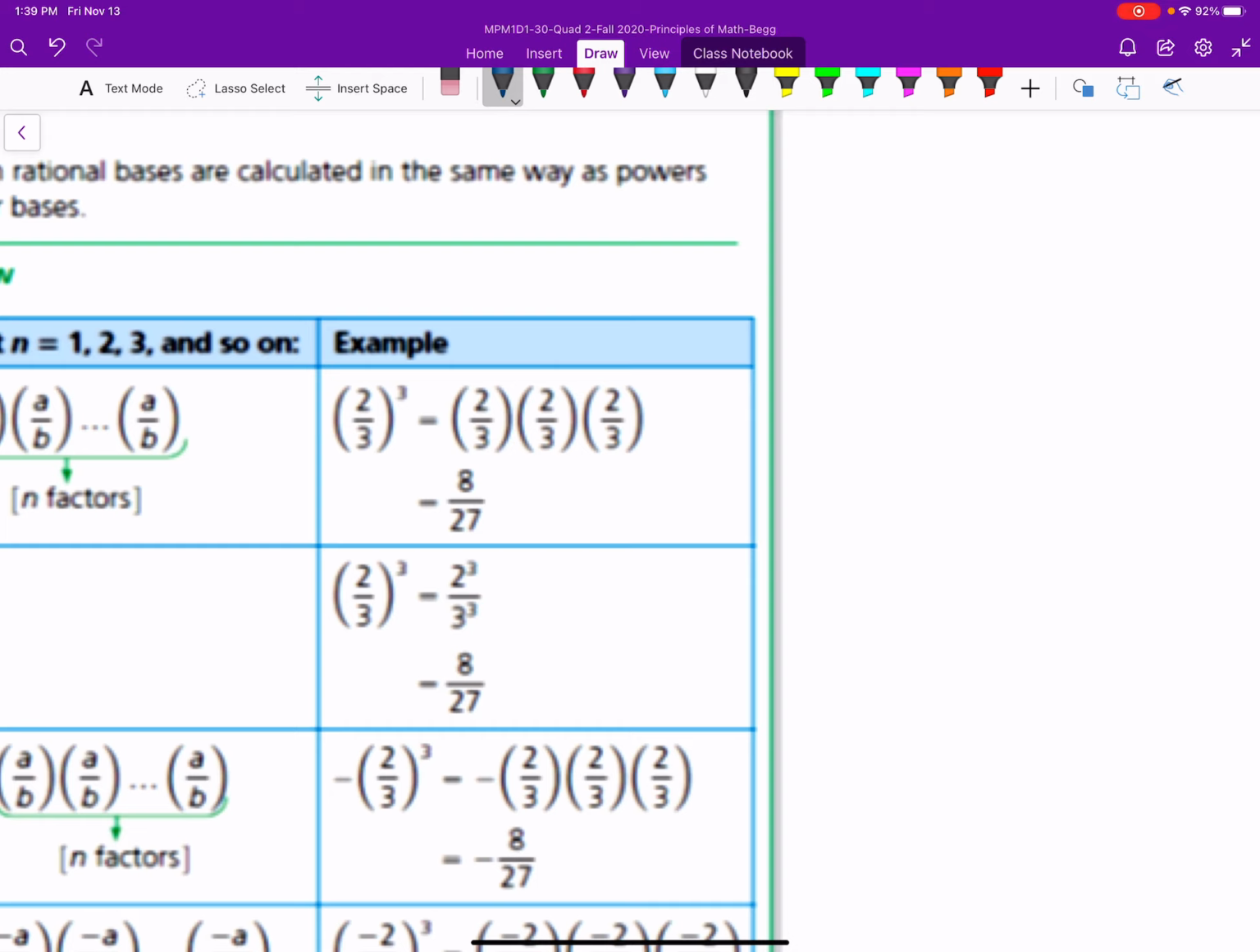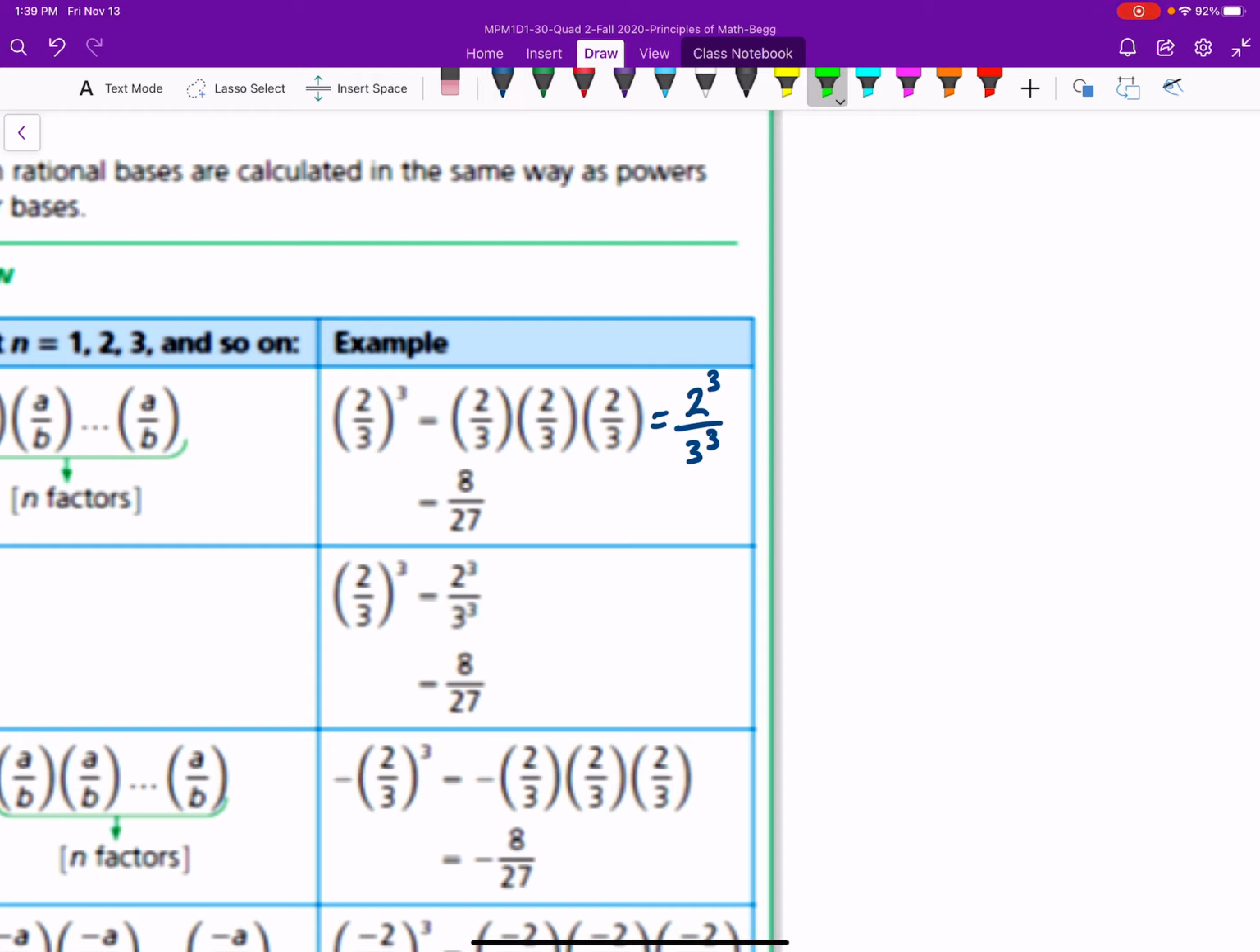So then I'd have 2/3 times 2/3 times 2/3. So that's actually going to be the same as if I had 2 to the exponent 3 over 3 to the exponent 3, isn't it? Since I'm only multiplying the top together, 2 times 2 times 2 is like 2 to the 3. And since I'm also only multiplying the bottoms together, 3 times 3 times 3 is like 3 to the 3.